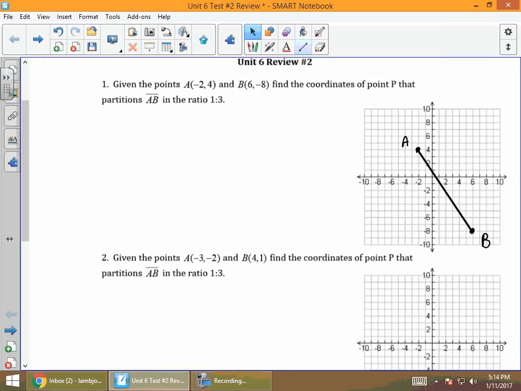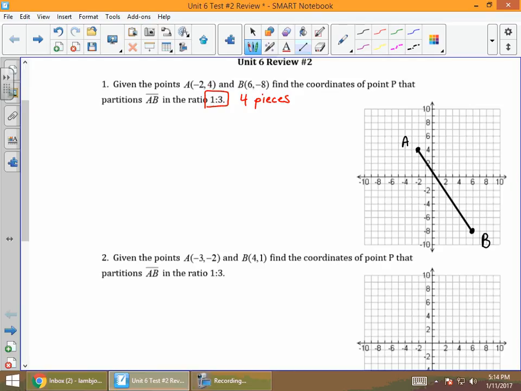And there's my segment. So first thing I want to look at is the ratio. It says a 1-to-3 ratio. That tells me I need 4 pieces. I get the 4 because 1 plus 3. I add the two parts of that ratio together. Whatever those two numbers are, 1 plus 3 is 4 pieces.